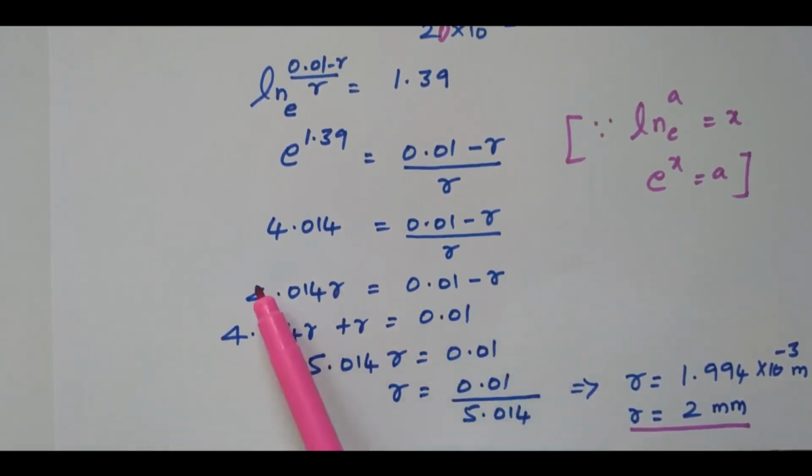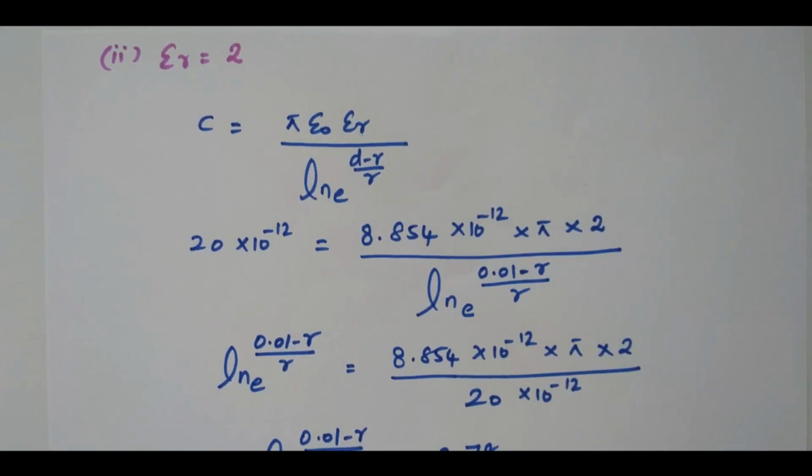Bring this r to that side, so that 4.014 r plus r equal to 0.01. So these two are added. 5.014 r equal to 0.01. So r equal to 0.01 divided by 5.014. From that we calculated r equal to 1.994 into 10 to the power minus 3 meter. That is r equal to 2 millimeter, right? So in the first case, the radius of the conductor, the size of the conductor, is 2 millimeter.